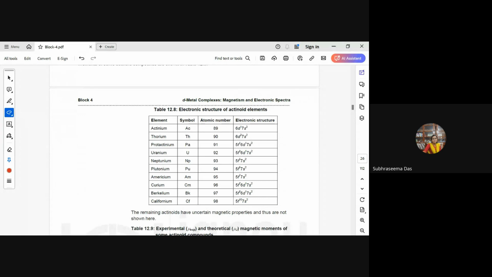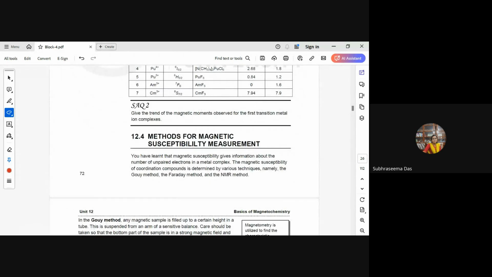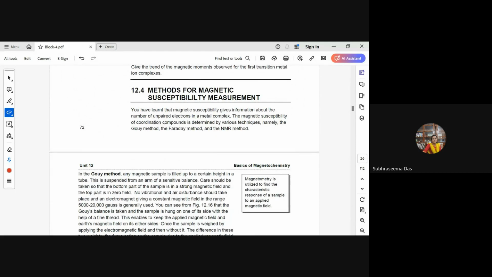Figure 12.8 shows the electronic structure of actinoid elements. The experimental and theoretical mu J, that is the magnetic moments, have been calculated and are shown here. Then coming to the methods for calculating chi M, three methods are commonly used: the Gouy method, the Faraday method, and the NMR method.